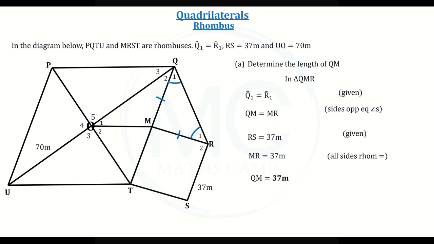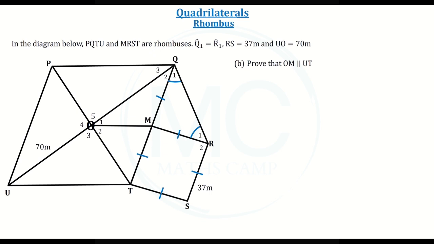Now we can tidy up our diagram. We know that all four sides of a rhombus are equal, which means that all four sides of this particular rhombus must be 37 meters long. So let's put a blue line on RS, on TS, and on MT as well.